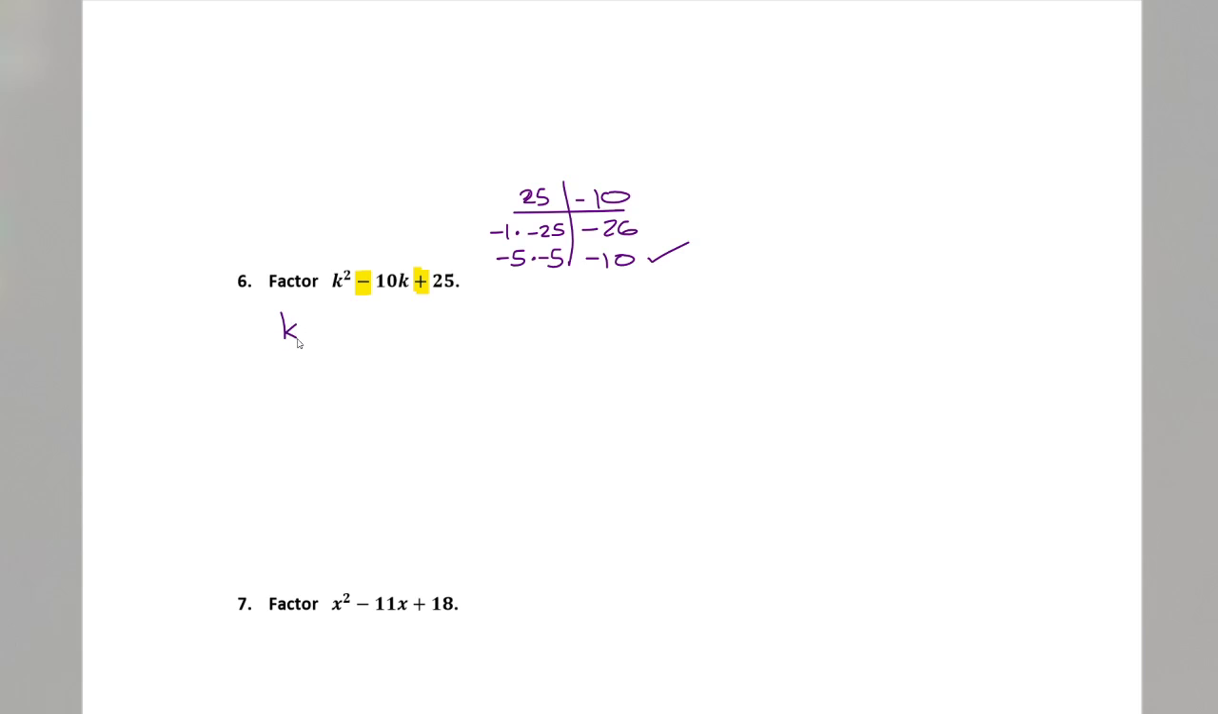It's going to be k minus 5, k minus 5. You may also see this answer written as k minus 5 squared. So you may see either one of these. More often than not, you will probably see it as this. But I want to write both of those just so you at least see it once.